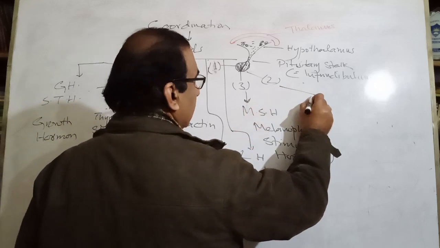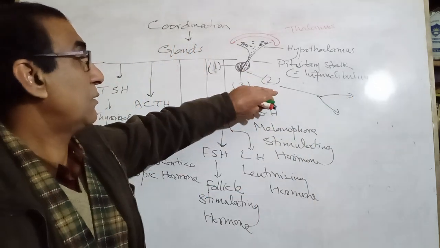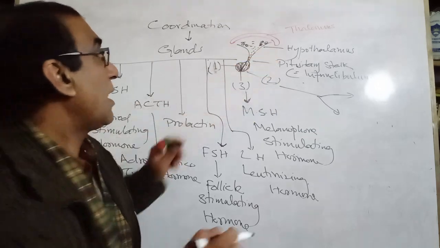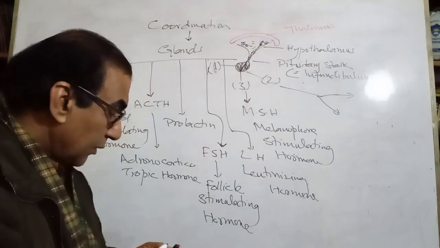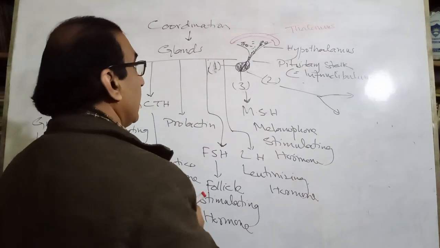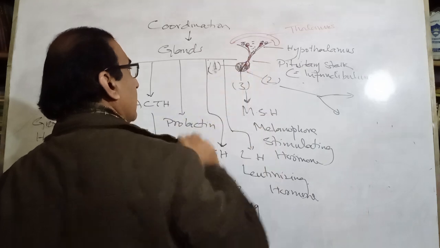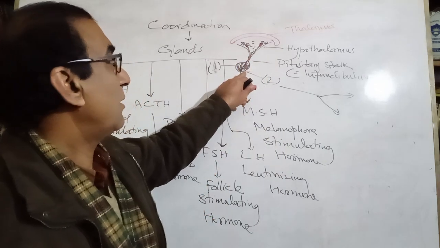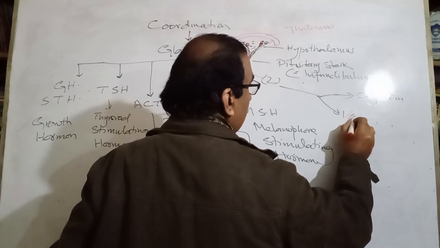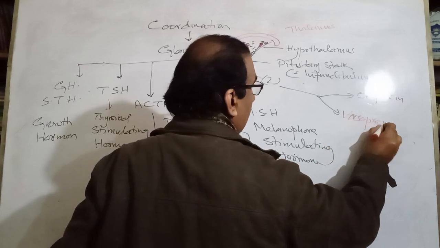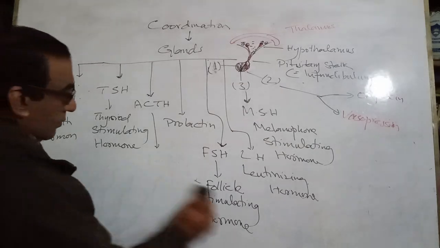From here, two hormones are secreted. I have told you earlier that the two hormones are produced in the neurosecretory cells, and from there they're transported to this area. For example, you can show it like this. This could be the neurosecretory cell, and their secretions reach here. They are accumulated, and those are oxytocin and vasopressin. Now let's discuss all of these one by one.